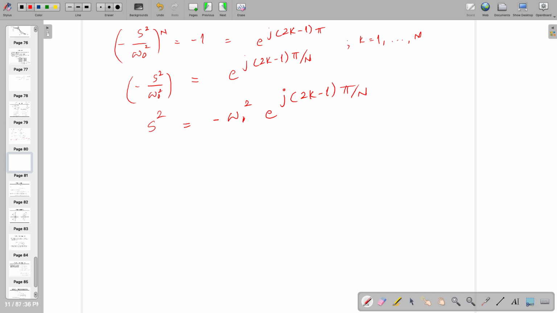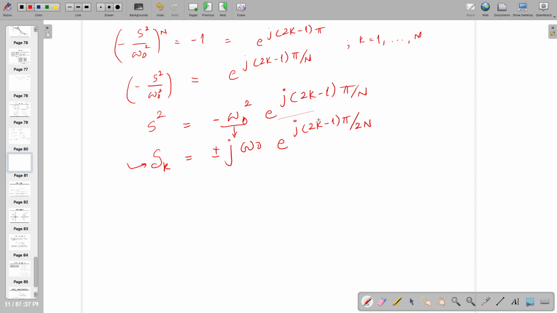Now I'm interested in finding the pole locations. So let's call this one sk. These are the poles, by the way. K denotes the number of poles. So this is going to give me plus or minus j omega 0, and this is going to give me the other factor, since I'm taking the square root of the entire thing. So this is going to give me this one, and this is going to give me this one, right?